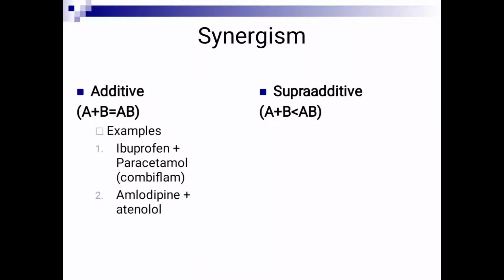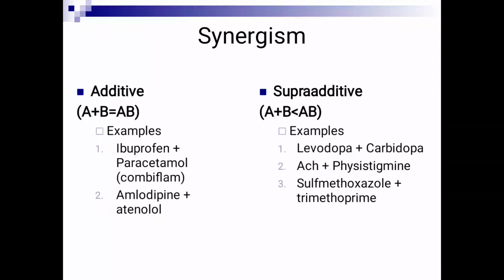Super additive means if you give drug A alone and drug B alone, and then use a combination of these drugs, the combination produces more effect than the individual drugs. Examples are levodopa and carbidopa. Individually levodopa and carbidopa produce an effect, but if you give the combination, it produces more effect than the individual drugs. Acetylcholine and physostigmine, this combination produces more effect than the individual drugs. Sulfamethoxazole and trimethoprim combination produces more effect than the individual doses. These are examples of super additive effect in synergism.